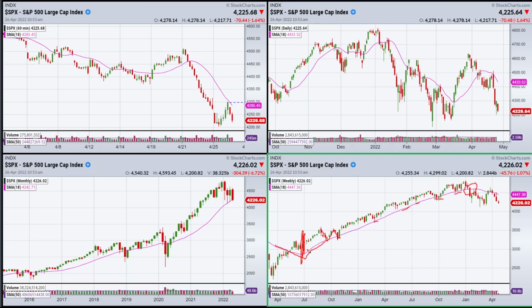Now, if you want to use a 20 instead of an 18, it's absolutely fine. If you throw a 20 on there and an 18 at the same time, they're virtually the same. It's not a big deal. If you have more of an interest in that, I'm totally fine with it. But somewhere around 18 to 21 is a great time frame to give you a feel for what the trend is in that individual time frame.